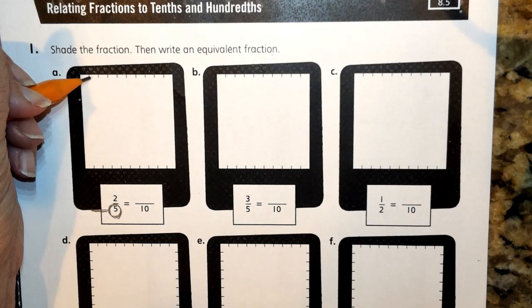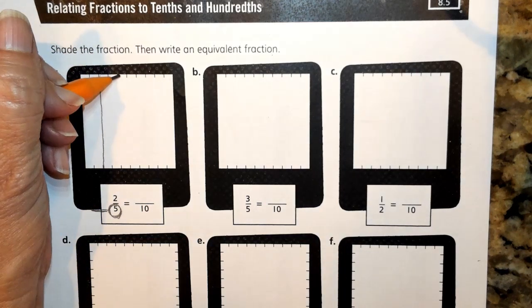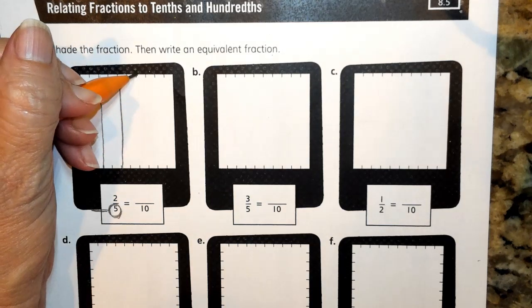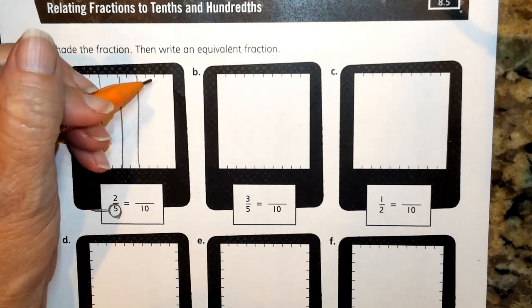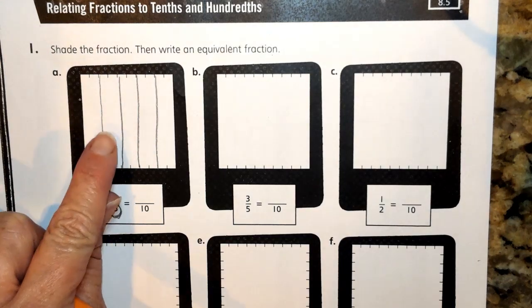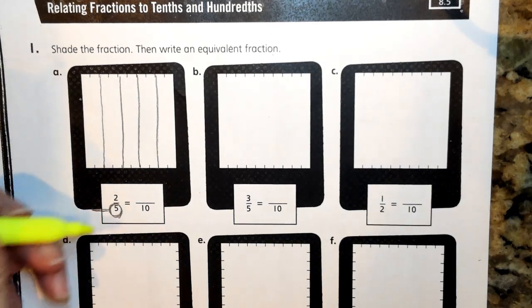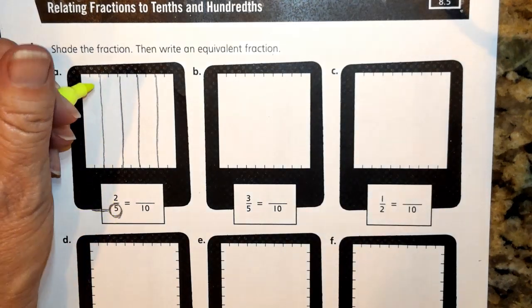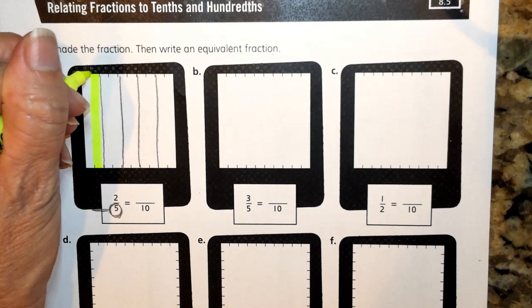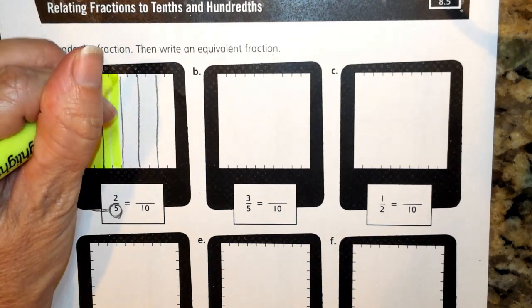So if I skip 1 and mark this spot, that's 1, 2, 3, 4, and this makes 5. 1, 2, 3, 4, 5. I'll give you a moment to catch up with me. The next thing that I want to do is shade 2 of the 5 parts because my fraction is labeled 2/5. So I'm going to quickly just shade those 2 pieces.